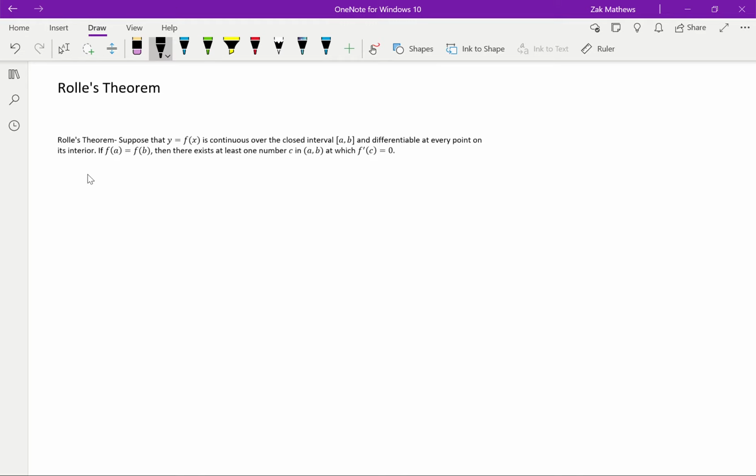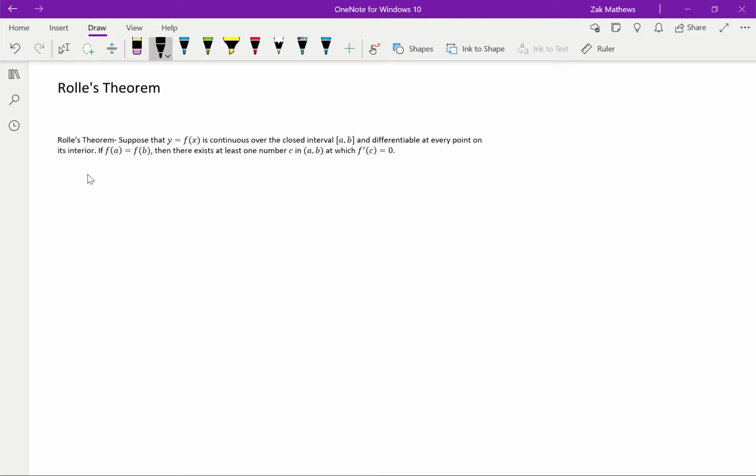Let's discuss Rolle's theorem. I'm going to jump right into it. Rolle's theorem states, suppose that y is equal to f of x. It's continuous over the closed interval a to b, including the endpoints, and differentiable at every point on its interior. If f of a is equal to f of b, then there exists at least one number c in the interior a to b at which f prime of c is equal to 0.